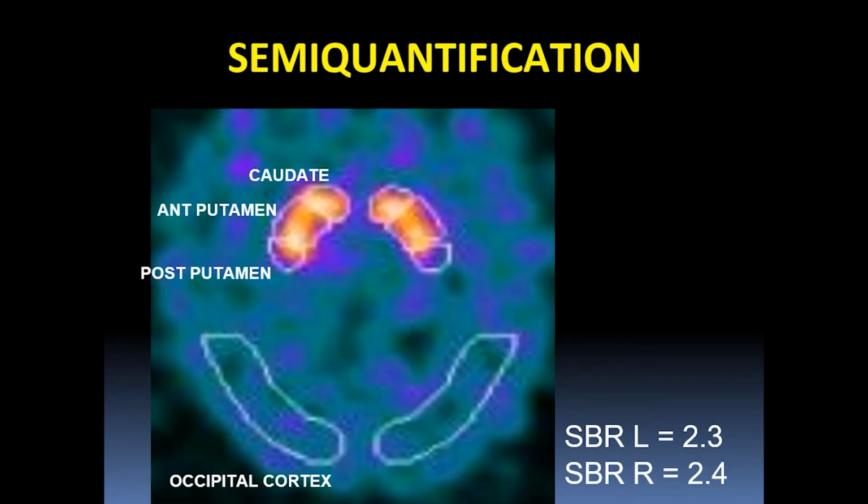So this is an example of the SBR in a normal patient. You see here what the software does is identify the striatum. It breaks it down into caudate as well as the anterior aspect of the putamen and the posterior aspect of the putamen, and then gives you a background region of interest. You can see here that's using the occipital cortex, which is normal, but some approaches use the cerebellum in place of that. And for this software package, which is the GE DATQuant package, a normal ratio is greater than 2. And so as you can see, this patient has a normal uptake of 2.3 and 2.4. Again, mild asymmetry is okay.